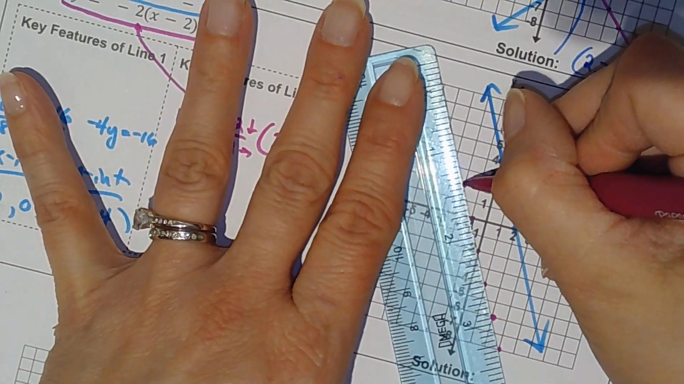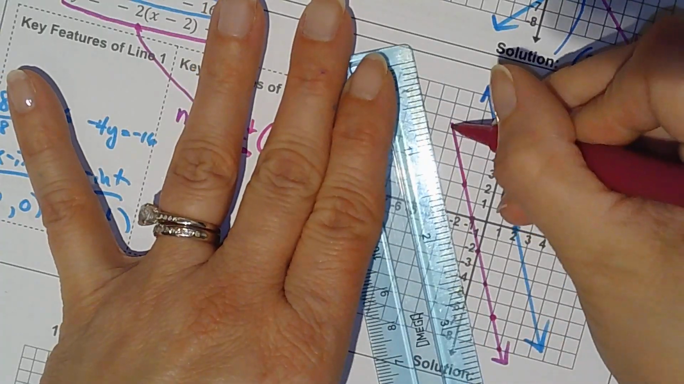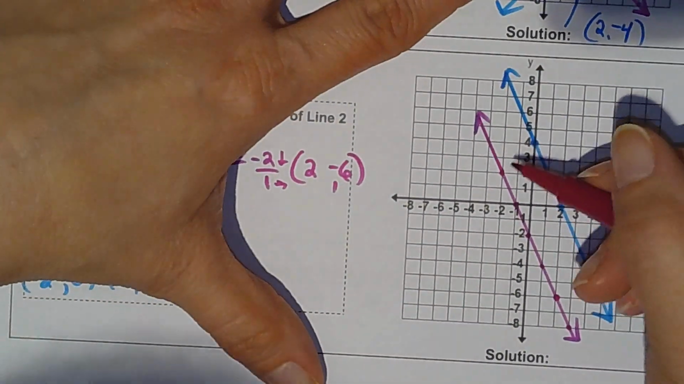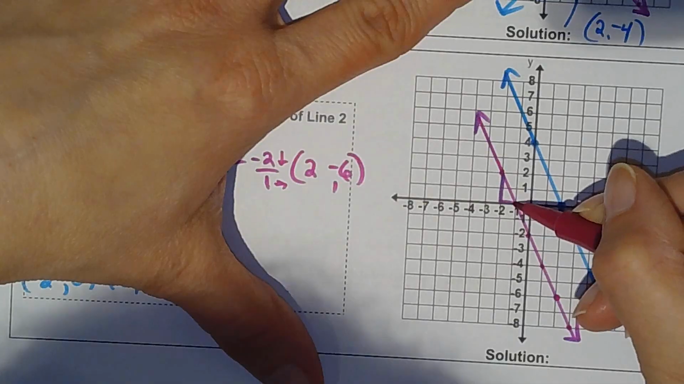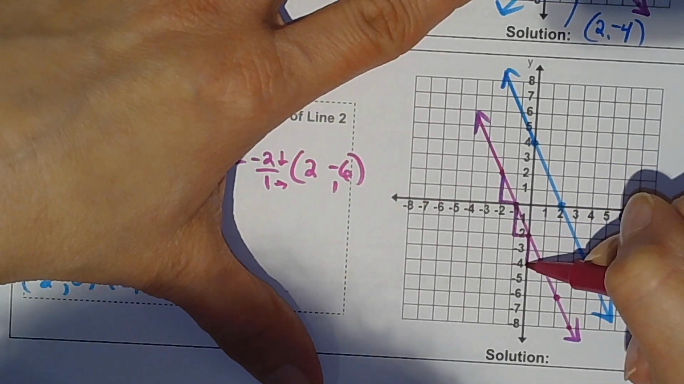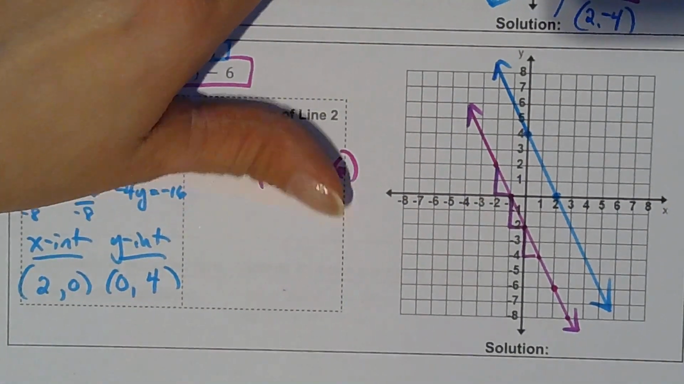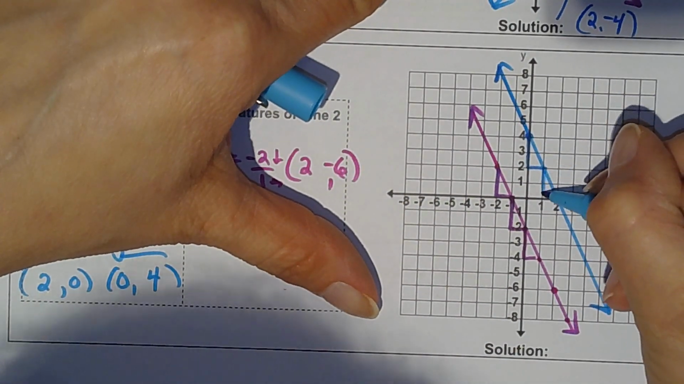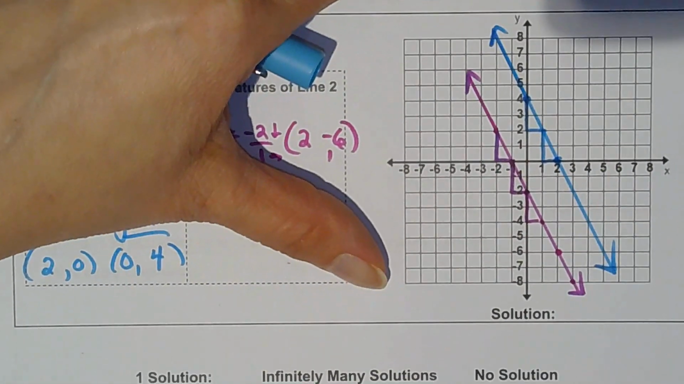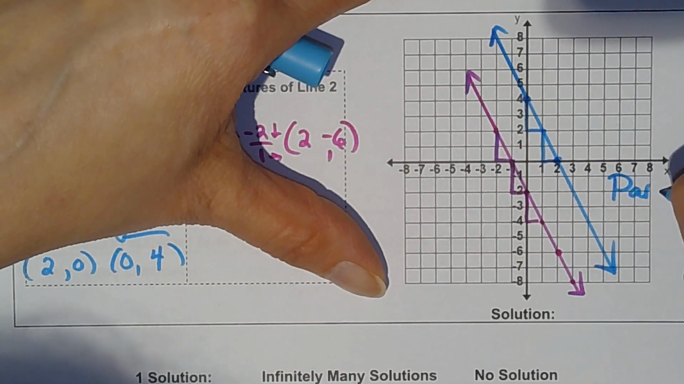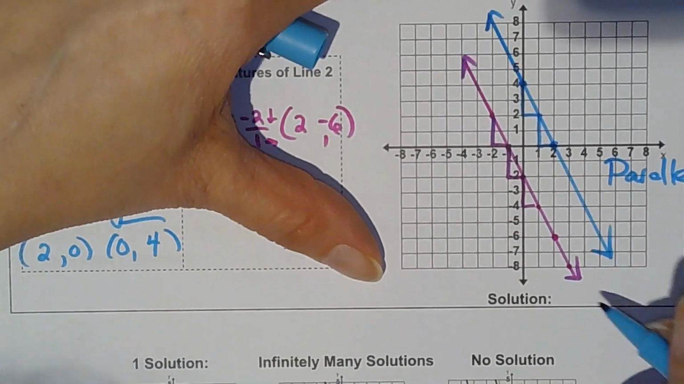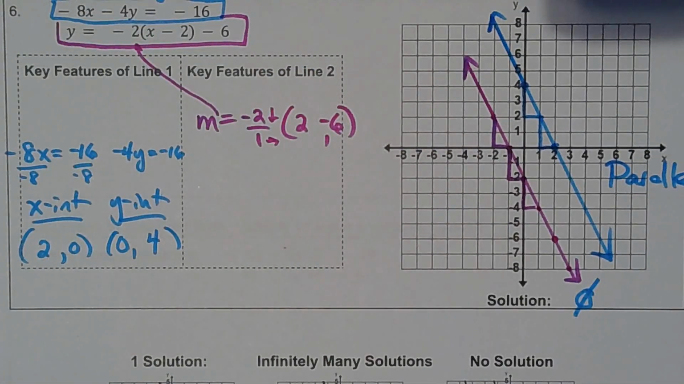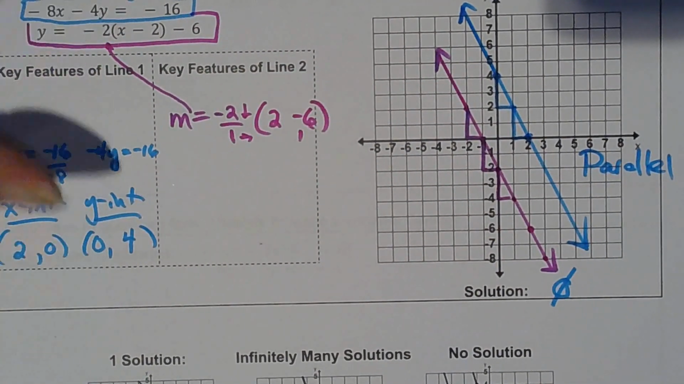If the lines are perfectly parallel, they will never touch. The slope of this line is definitely down 2 over 1. Let's check the slope of this line to make sure. Down 2 over 1, down 2 over 1. They are parallel. So when the two lines are parallel, there will be no point in common, no solution.